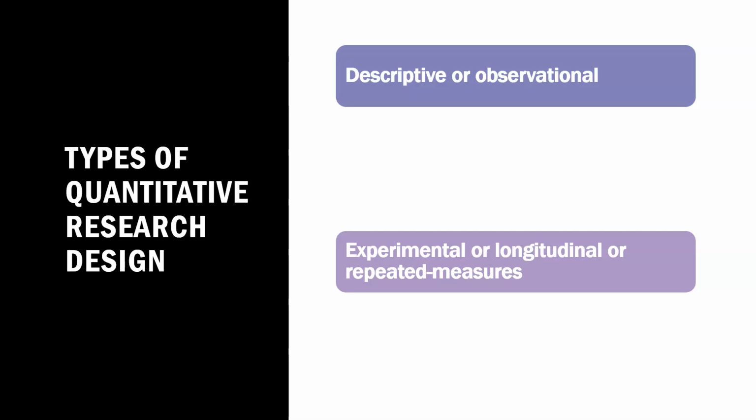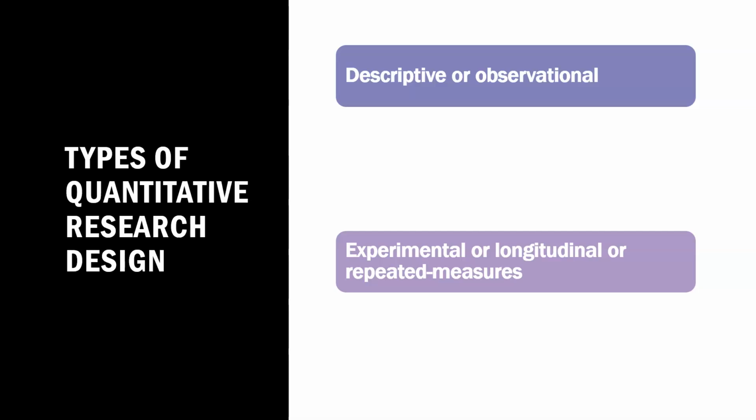In quantitative research, your aim is to determine the relationship between an independent variable and a dependent or outcome variable in a population. Quantitative research designs are either descriptive, in which subjects are usually measured once, or experimental, in which subjects are measured before and after a treatment.